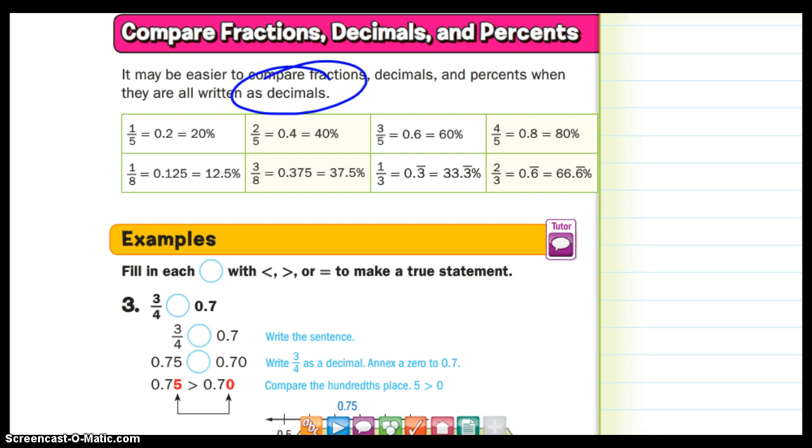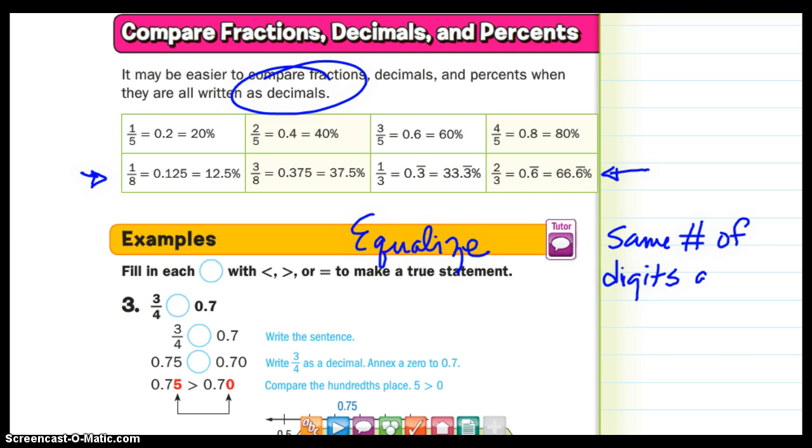Now remember, I asked you to memorize 1/8. 1/8 is 0.125. I also asked you to memorize 1/3 and 2/3. 1/3 is 0.3 repeat, and 2/3 is 0.6 repeat. Now, the most important thing to remember is that you have to equalize. When I say equalize, you have to have the same number of digits after the decimal. Okay?